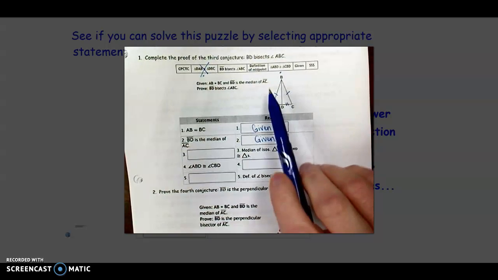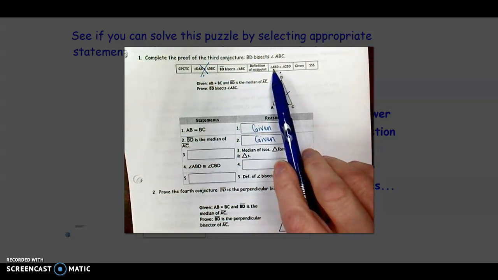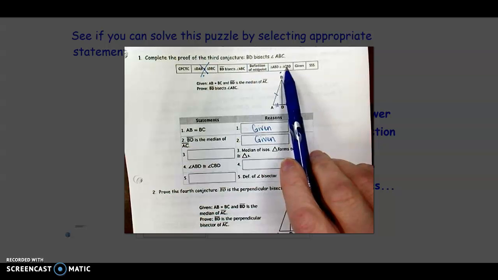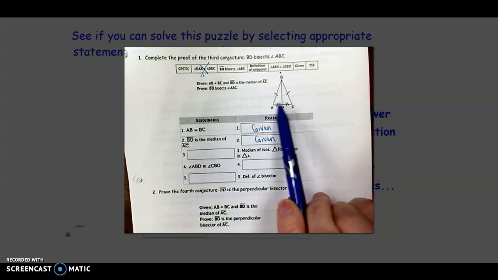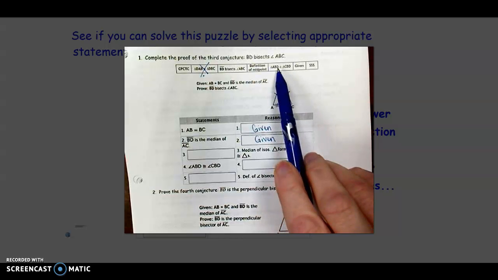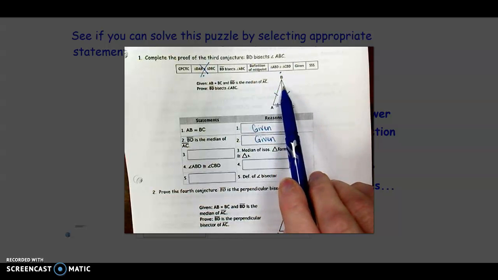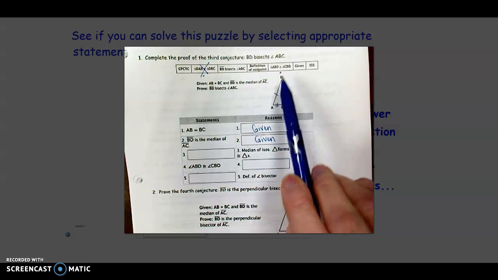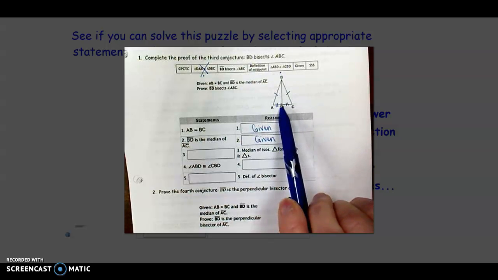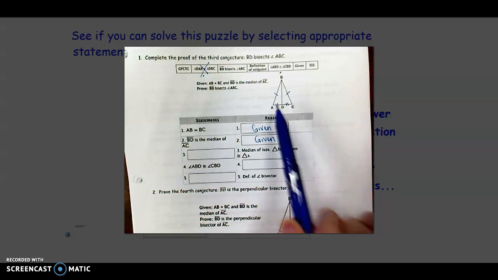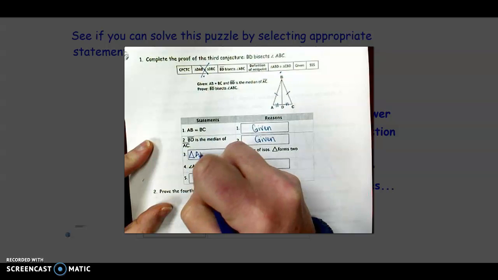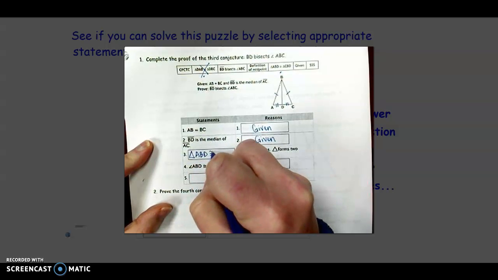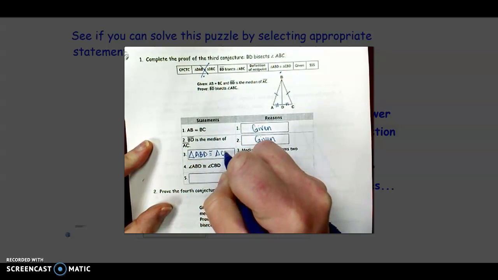So the only other choice is triangle ABD is congruent to triangle CBD. A and C correspond because remember they're the base angles of the isosceles triangle. B and B correspond because remember this is an angle bisector. That's a reflection of one another. And then the D's are corresponding. Remember those are both right angles. So on number 3 you should have triangle ABD is congruent to triangle CBD.